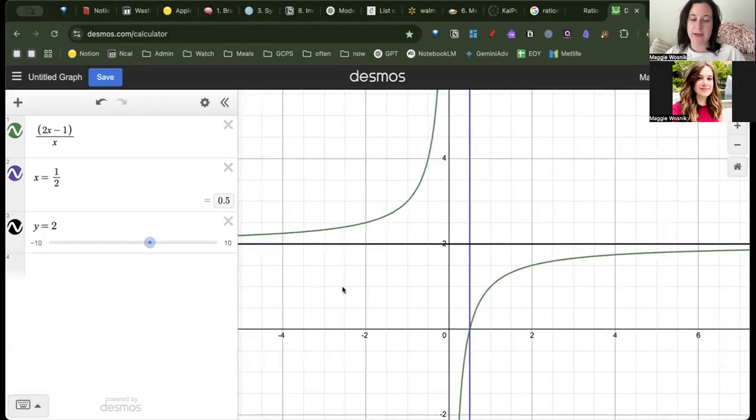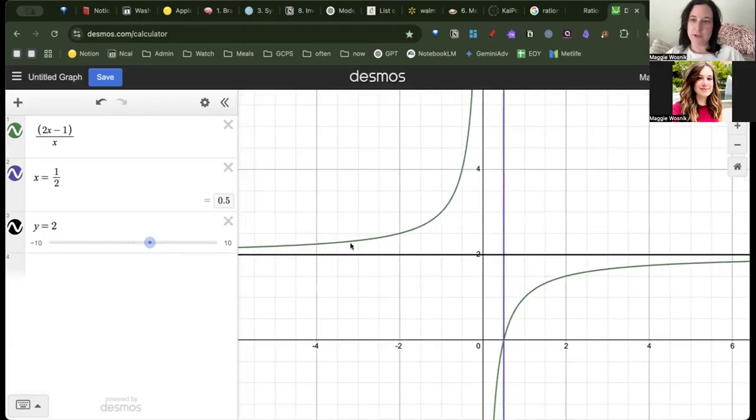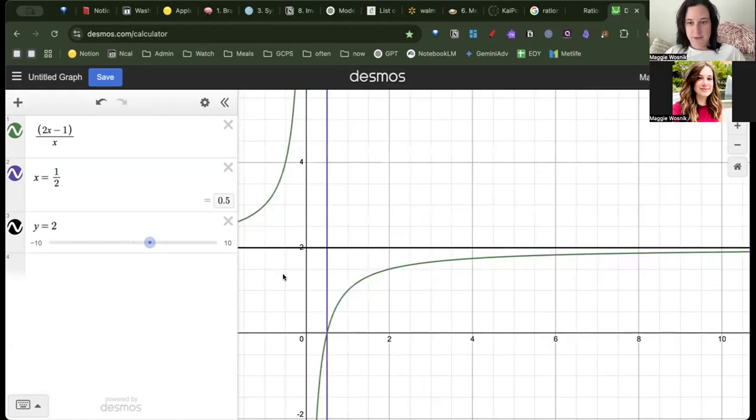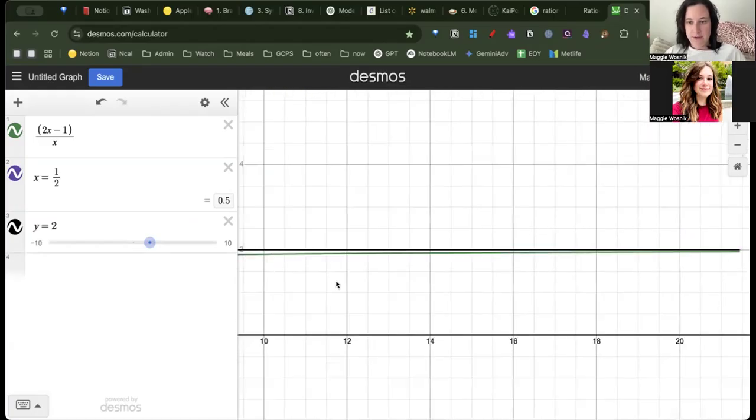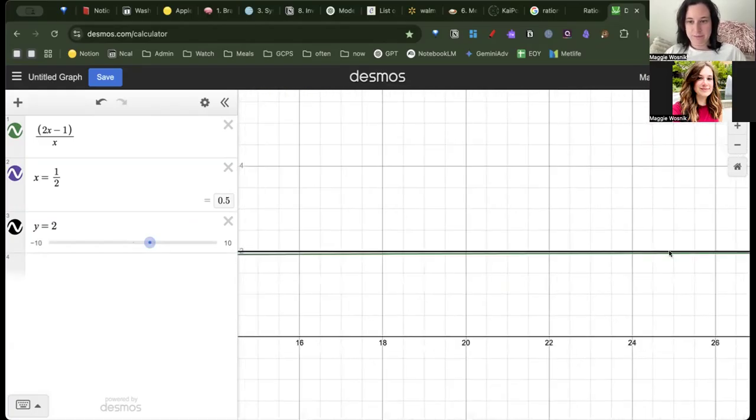Let's see if that matches up perfectly. It does, because the asymptote goes on forever and our function is not touching it. Look at that, it goes on forever. It's going to get closer and closer and closer and it's not going to touch it.